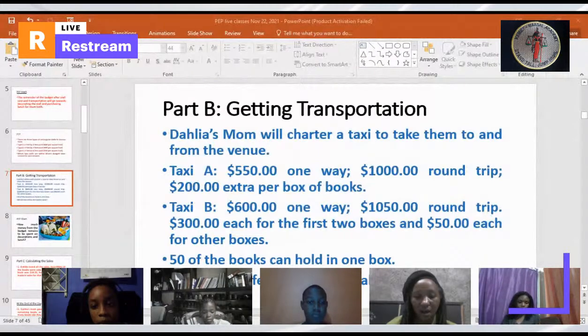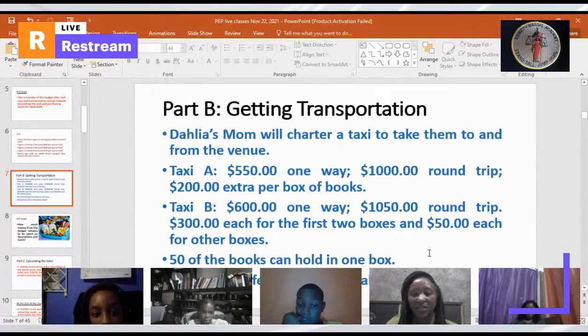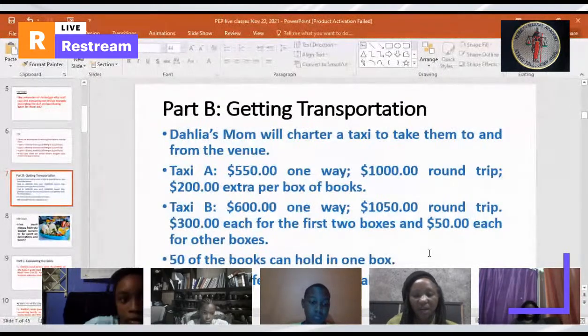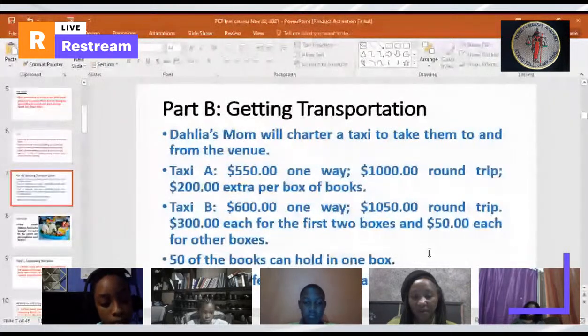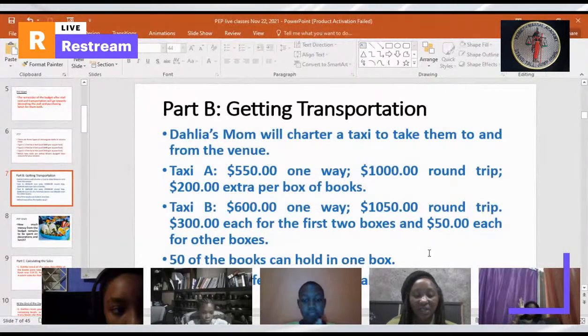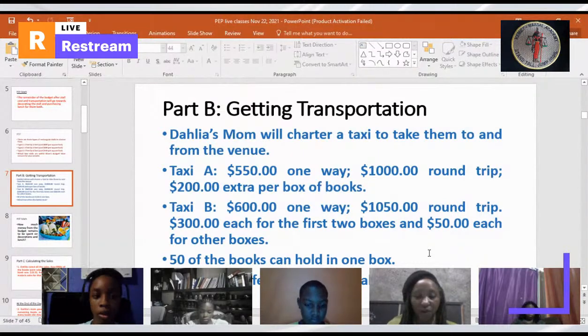Alright, so Nathan was a bit low, so I'm just going to repeat. Part B, getting transportation. Dahlia's mom will charter a taxi to take them to and from the venue. Taxi A will charge $550 for one way, if he's just dropping her to the venue. If he has to come back for her and take her home, that's a round trip, $1,000. And he's charging $200 extra per box of books. Taxi B, $600 for one way, $1,050 for the round trip, $300 each for the first two boxes, and $50 each for other boxes. And Dahlia's mom is going to be able to put 50 books in the box. So which taxi offers the better deal to her?